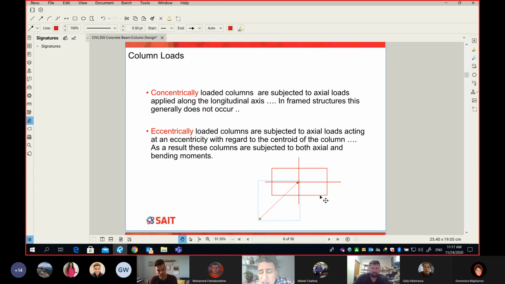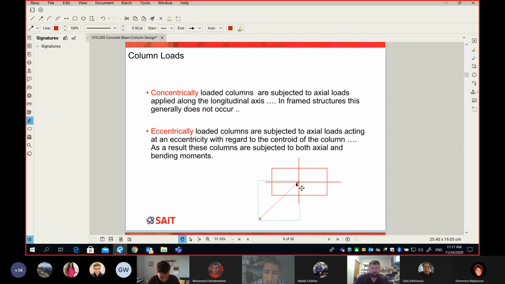Very important, because if I apply my force here at the centroid, can you tell me what the stress distribution on the cross section will be? Does it vary or is it uniform? Uniform, exactly, constant. Thank you so much for the contribution. If you apply the load at the centroid of the cross section, yes, the stress will be uniform for the entire cross section of the column.